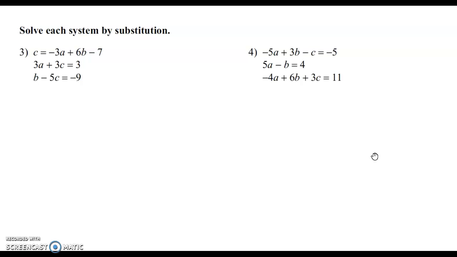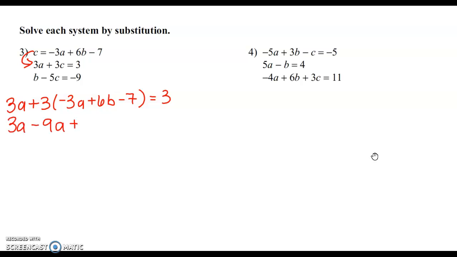Since that first one's already solved for C, I'm just going to go with it. So I'm going to plug C into the second one. So I have 3a plus 3 times c, which is negative 3a plus 6b minus 7, still equals 3. Simplify it: 3a minus 9a plus 18b minus 21 equals 3. So that's negative 6a plus 18b. Add the 21 over, that's going to be 24.